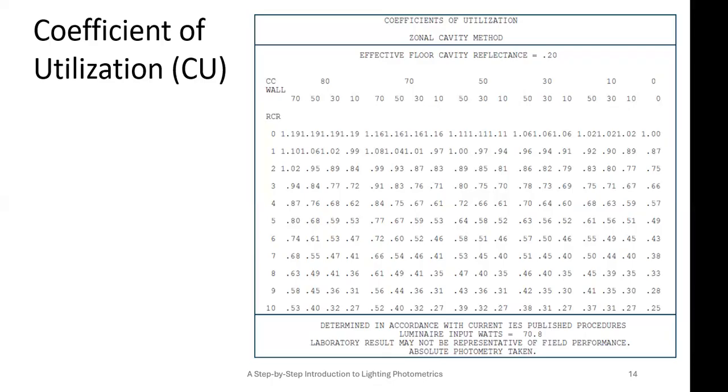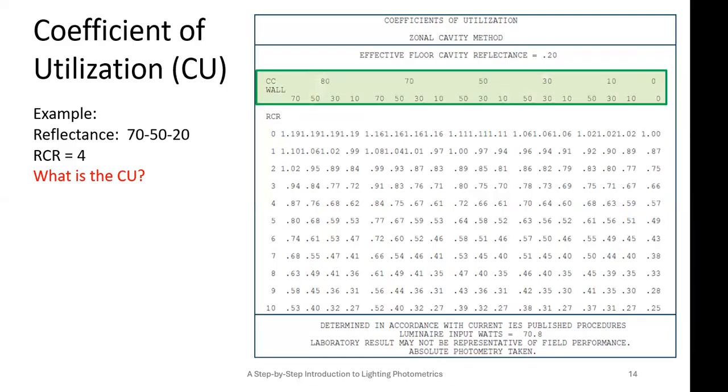So let's first learn how to read this chart. So the first thing we're going to do is look at an example. So our example is reflectance is 70, 50, 20, and our RCR, this relationship of the floor space to the wall space, has a value of 4. What is CU? So first of all, we're going to look at our chart, and we see 80, 70, 50, 30. So that's the ceiling reflectance value. A white ceiling typically would be rated around 80, a medium ceiling around 50, and a dark ceiling maybe 30.